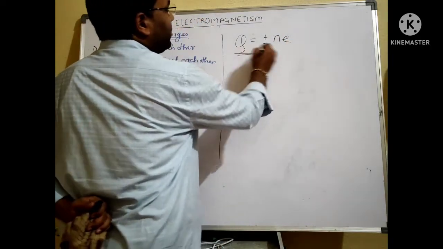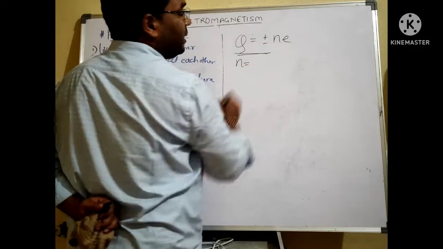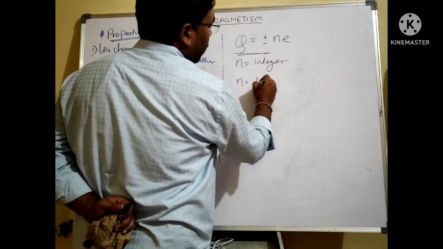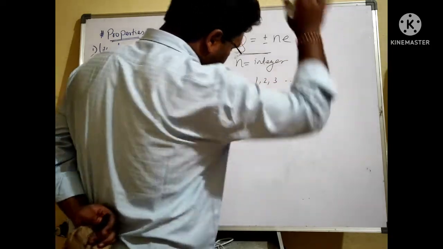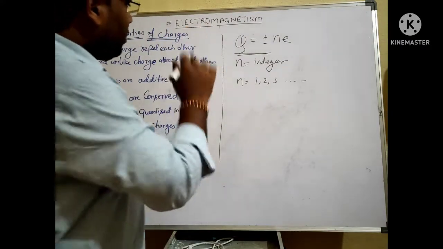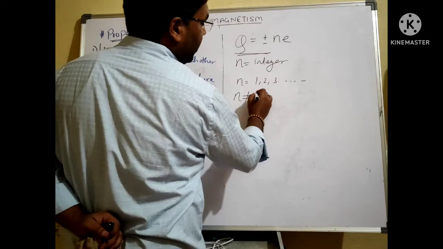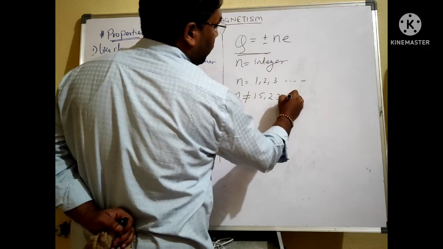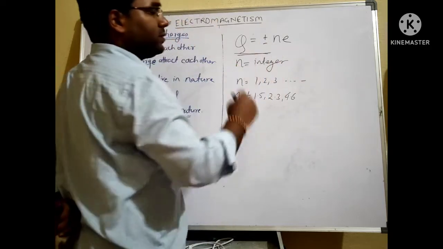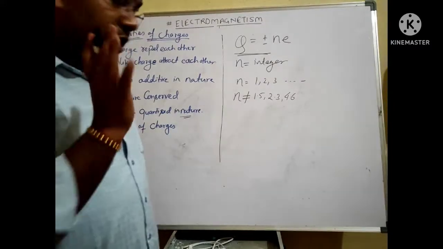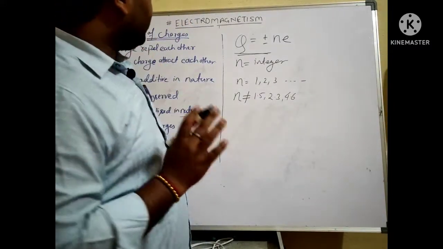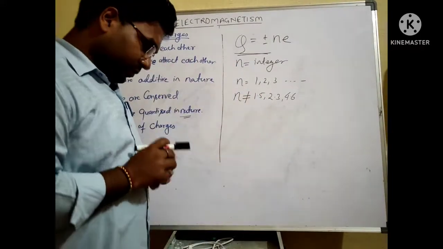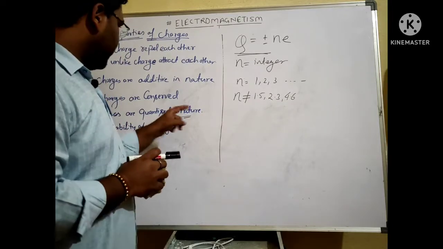This is the formula of quantization, where n is an integer, and its value is 1, 2, 3, up to n. The value of n cannot be a fraction, like 1.5, 2.3, or 4.6. It cannot be like this. So n will always be an integer and it is multiplied with e. This is the quantization of charge in nature. Charges are quantized in nature.